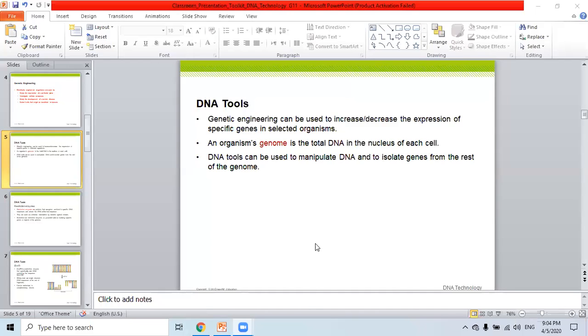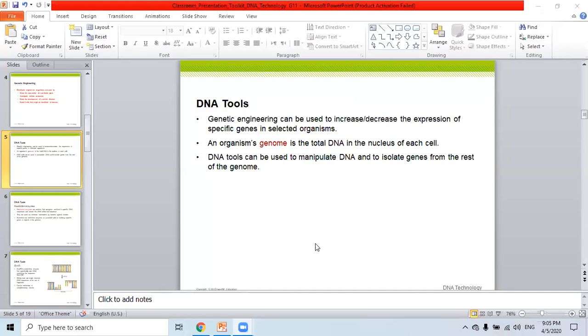Khalid Al-Harbi, are you here? Yes, Mister. Is it clear for you what is meant by genome? An organism's genome is the total amount of DNA in each nucleus, in each cell. Okay? Yes, it's clear, Mister. Yes, Laid? It's not clear for me, genome. I don't know what genome is.